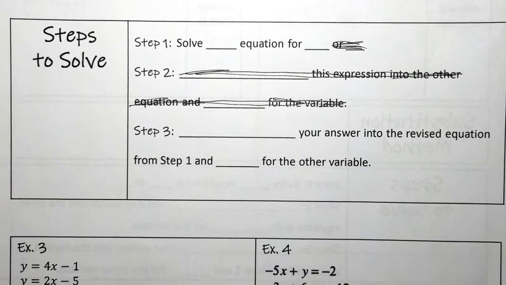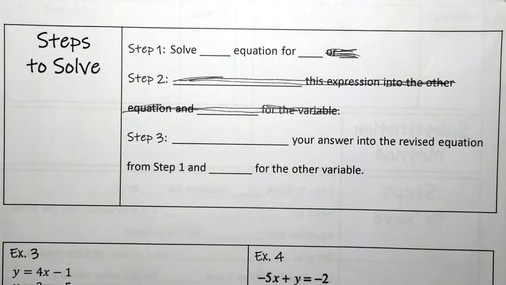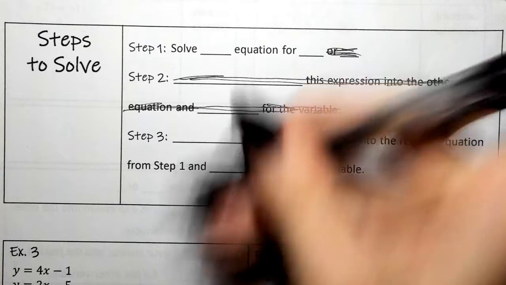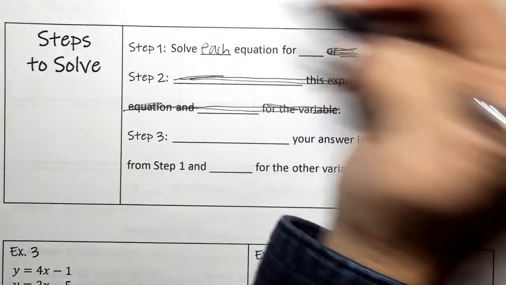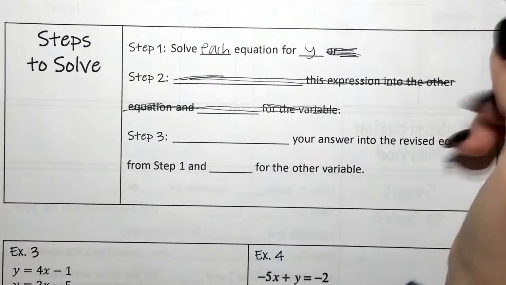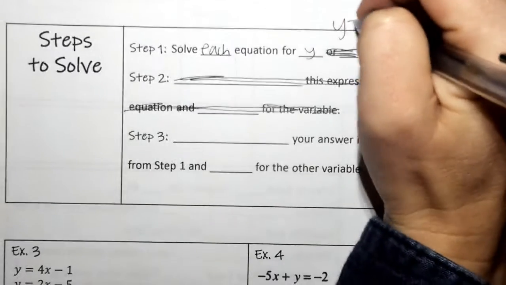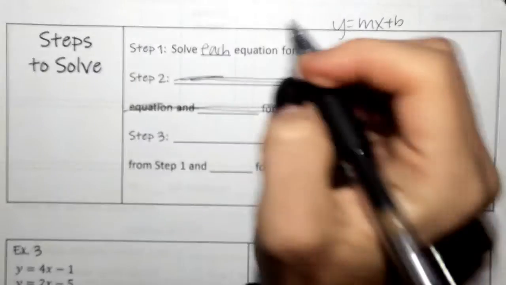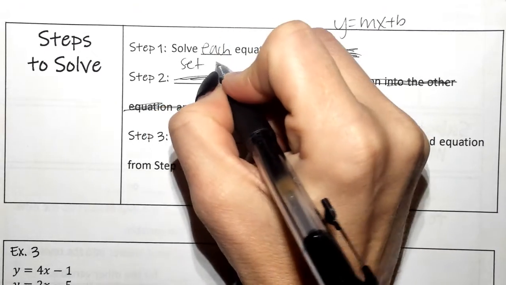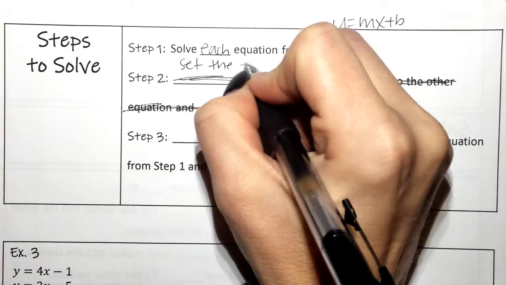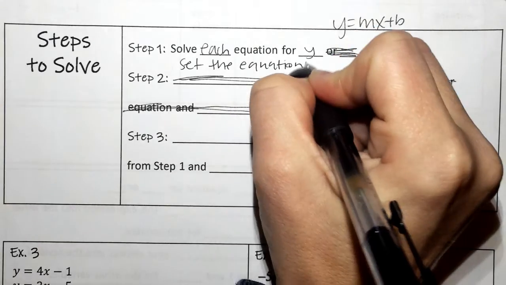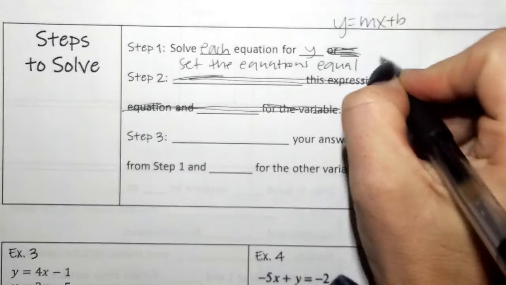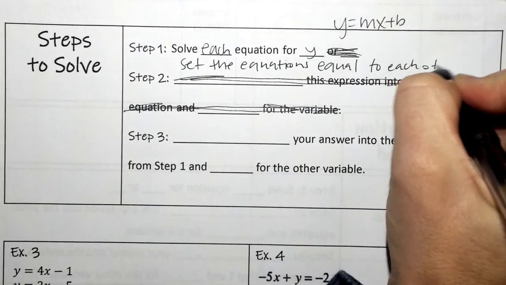Okay, we are looking at solving systems of equations by substitution. And our steps are going to be to solve each equation for y. I want both of them in y equals mx plus b. Then the second step, we want to set the equations equal to each other.